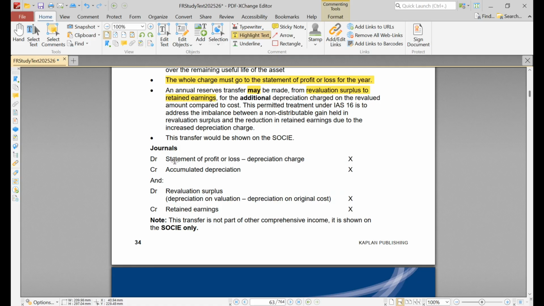Now, the journals would be: debit depreciation, credit accumulated depreciation, and debit revaluation surplus, that is depreciation on valuation minus depreciation on original cost, credit retained earnings. This transfer is not part of OCI, it is shown in the SOCIE only.